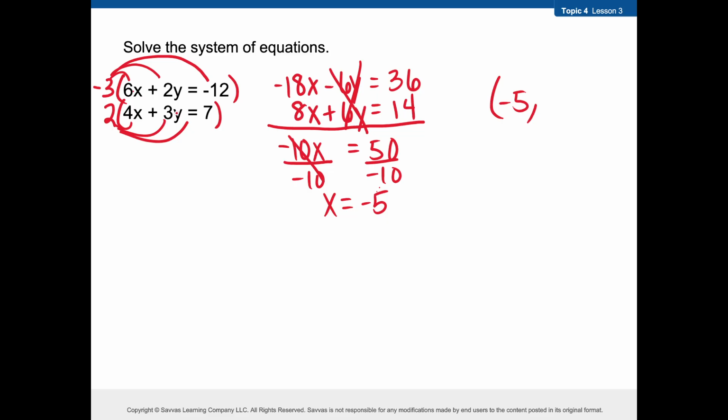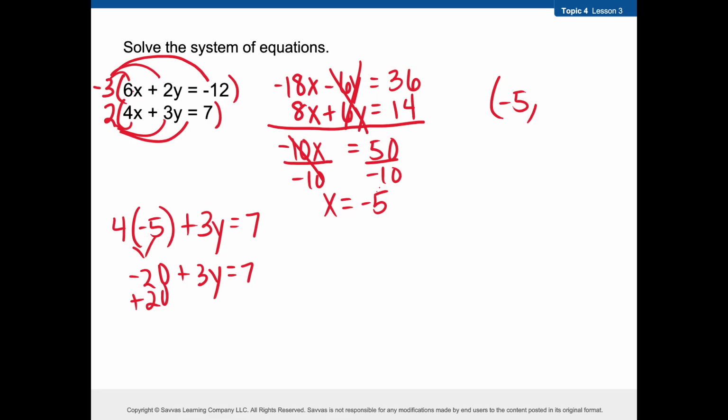Go back to one of your original equations. I'm going to do the bottom one, that's all positive. So 4 times x, which was a negative 5, plus 3y equals 7. That makes it a negative 20. Plus 3y equals 7. Add 20 to both sides, makes that 27. Divide by 3, and y equals 9. So my one solution, negative 5, comma 9.